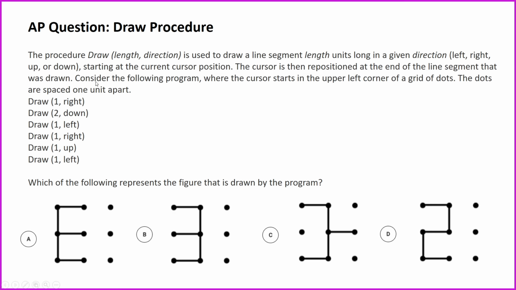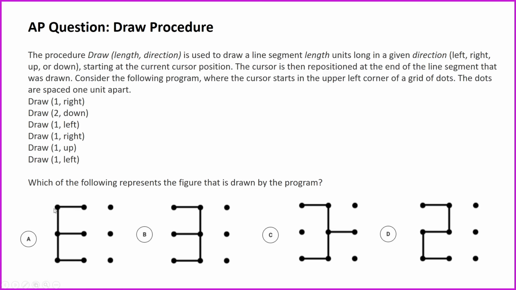Okay. So let's see. The cursor starts in the upper left corner. The dots are spaced 1 unit apart. Okay, so we're starting up here. Draw one right. Okay, so it draws one right. All of them work. Okay, so that's the case for all of these. If we start here, they all have that. So we can't tell yet what's different.